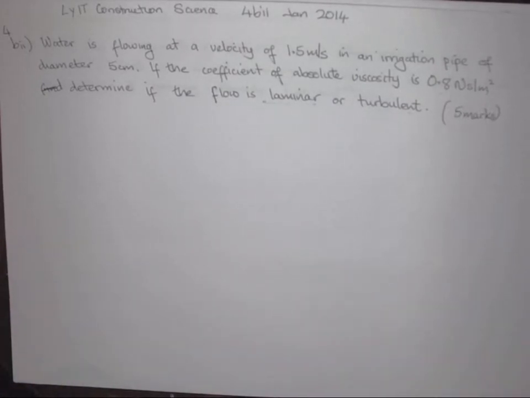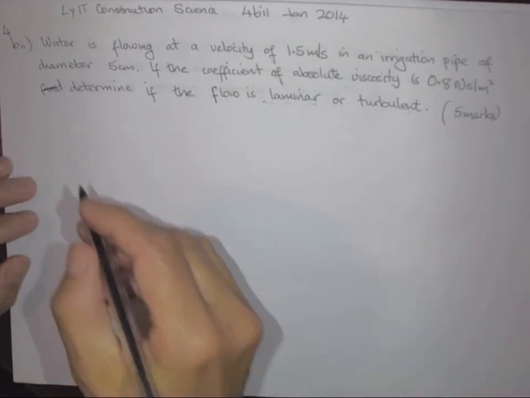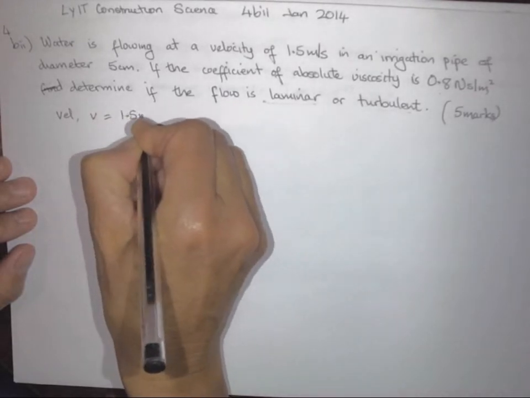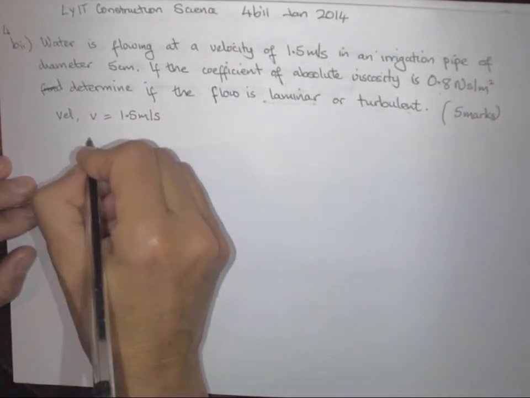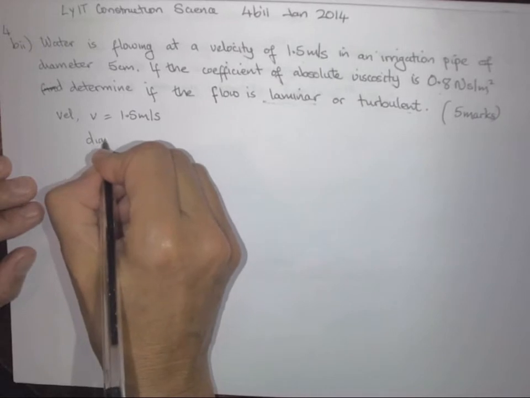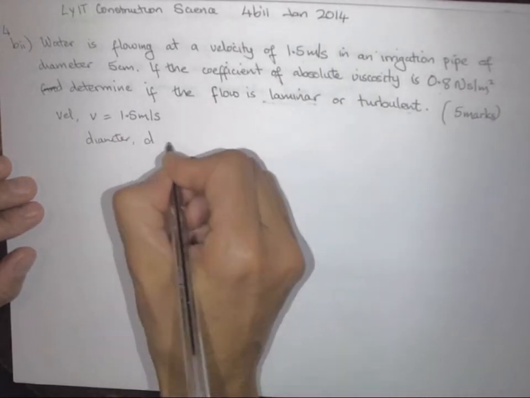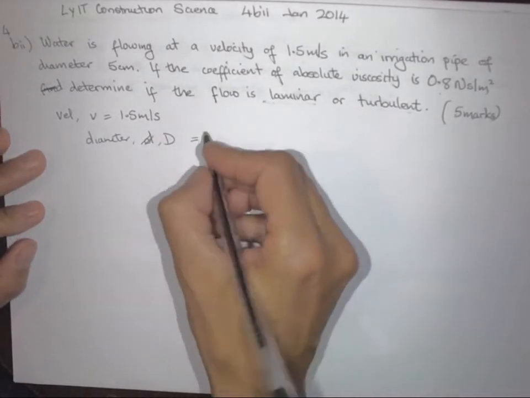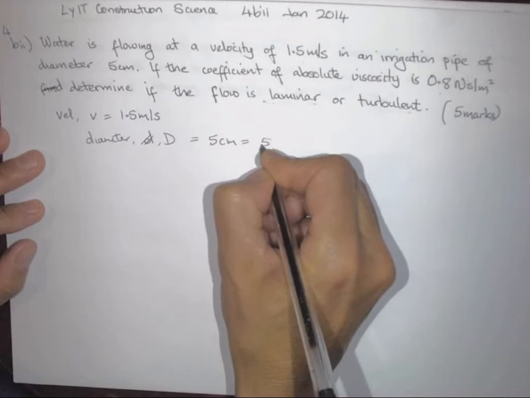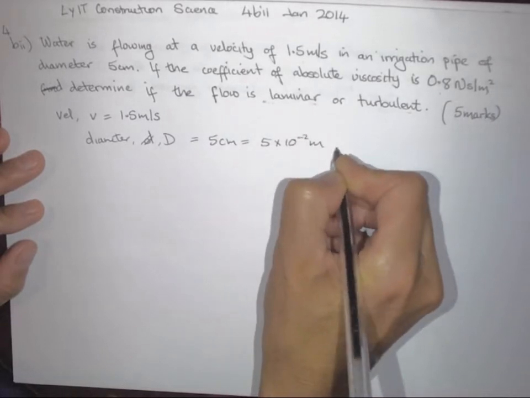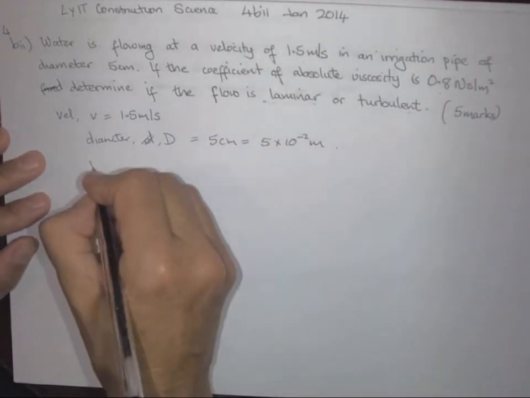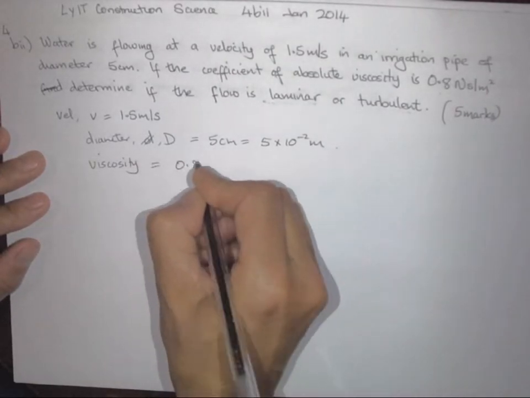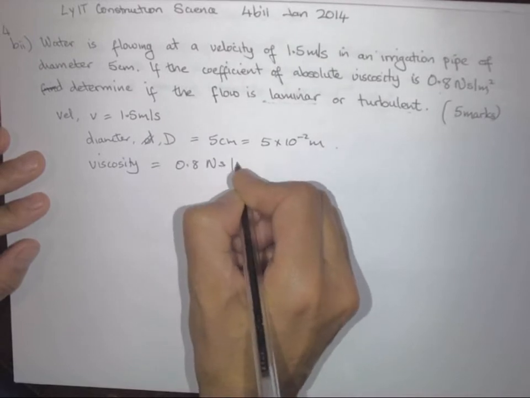Okay, so we could take out the information. Velocity is generally given the letter V, which is 1.5 meters per second. The diameter could be given the letter D, or capital D, and in this case it's capital D. And it's 5 centimeters, which is the same as 5 by 10 to the minus 2 meters. The coefficient of absolute viscosity is 0.8 newton seconds per meter squared.